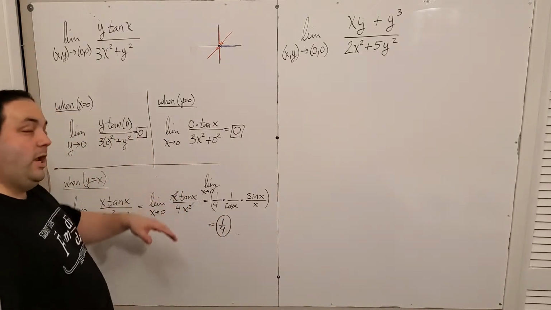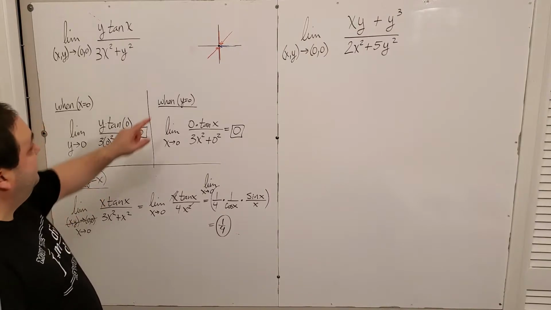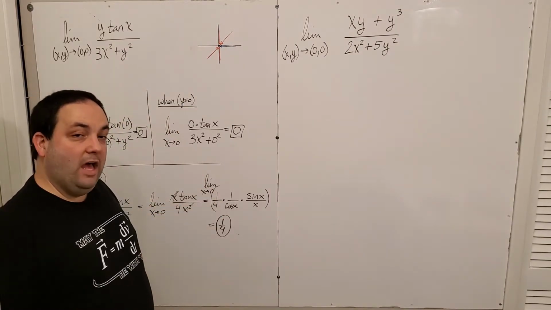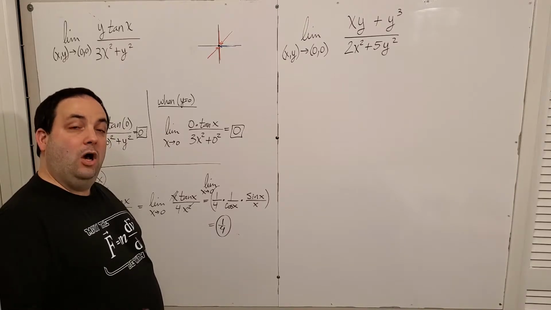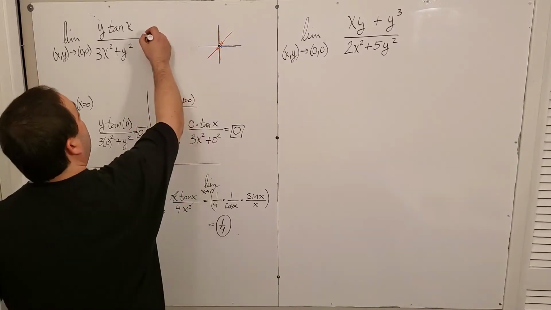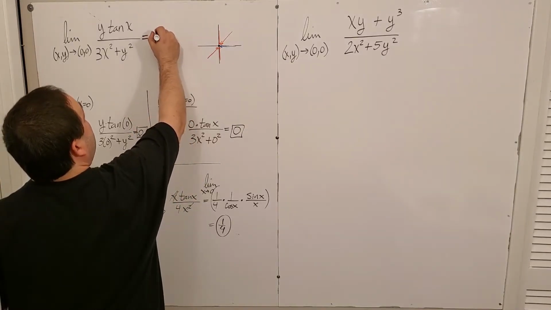Okay? So there we go, disagreement. I picked a different path, and all of a sudden I get a different value for the answer of this particular limit. Therefore, this limit does not exist.